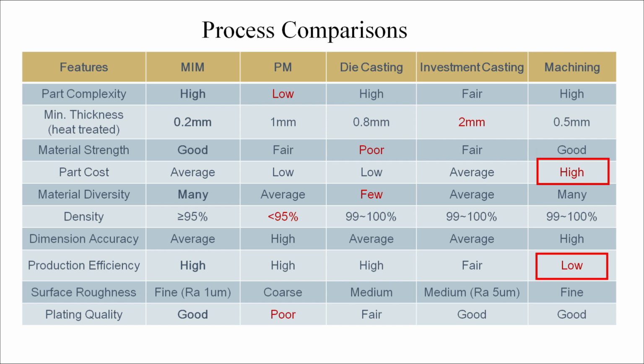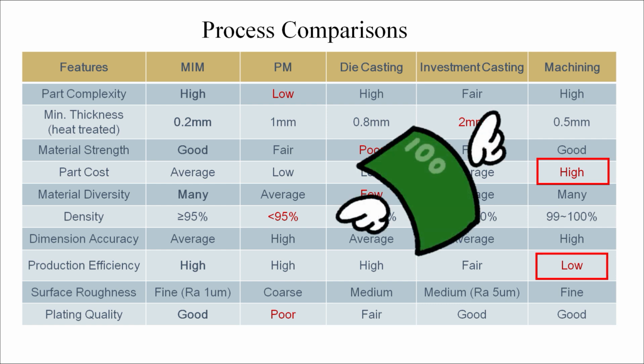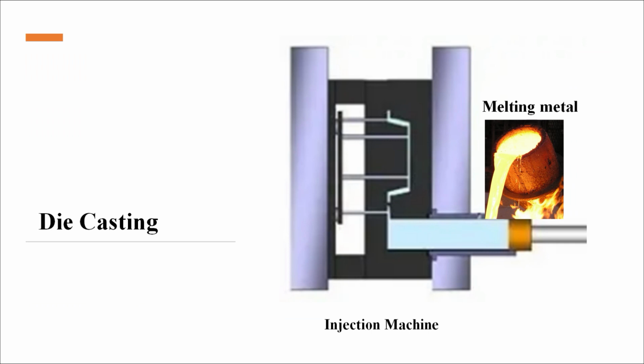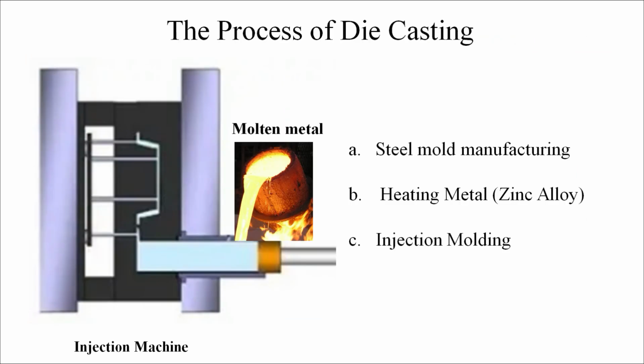However, the slow speed of CNC processing increases the production cost, so this process is not suitable for mass production, such as 3C products. The third processing method is die casting. Die casting is a manufacturing process used to produce metal parts by injecting molten metal, such as aluminum or zinc, under high pressure into a steel mold called a die. The metal solidifies quickly, forming the desired shape of the part, which is then ejected from the die.